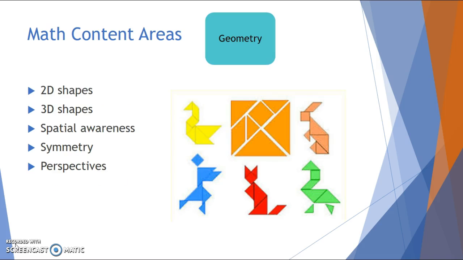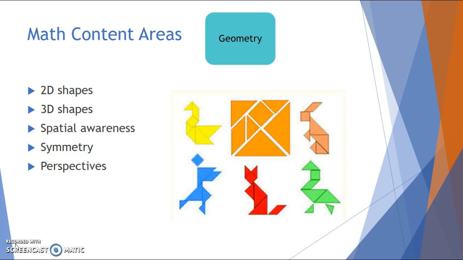Okay, so what's next? Geometry. The next area, geometry, focuses on 2-dimensional shapes, 3-dimensional shapes, spatial awareness, symmetry, and perspectives. This example here has tangrams. Tangrams are those little wooden or plastic tiles that have different 2-dimensional shapes, and children can use them to build other larger things.